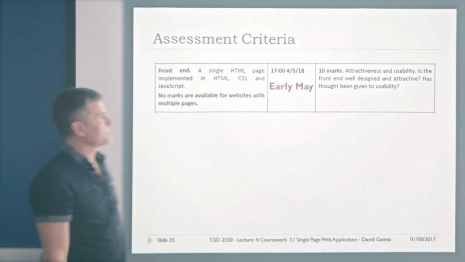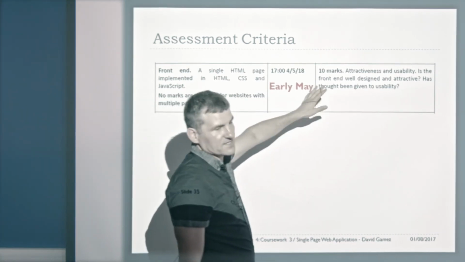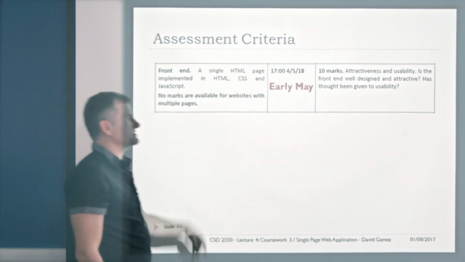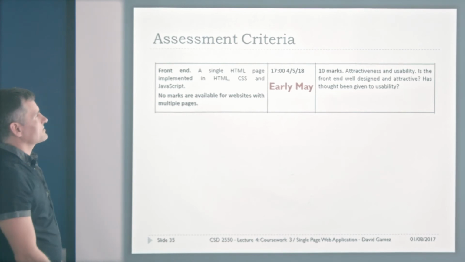marks for that, okay? So it's 10 marks for attractiveness and usability, so don't focus endlessly on attractiveness and usability. There's only 10 marks for it. Is the front end attractive, well designed, etc.? Has thought been given to usability?